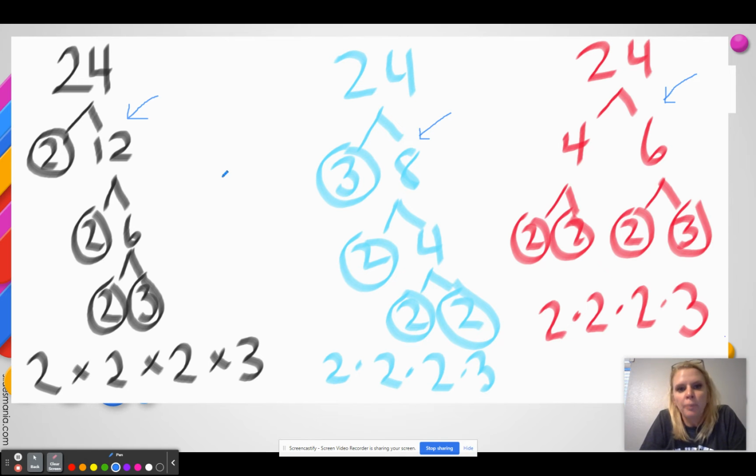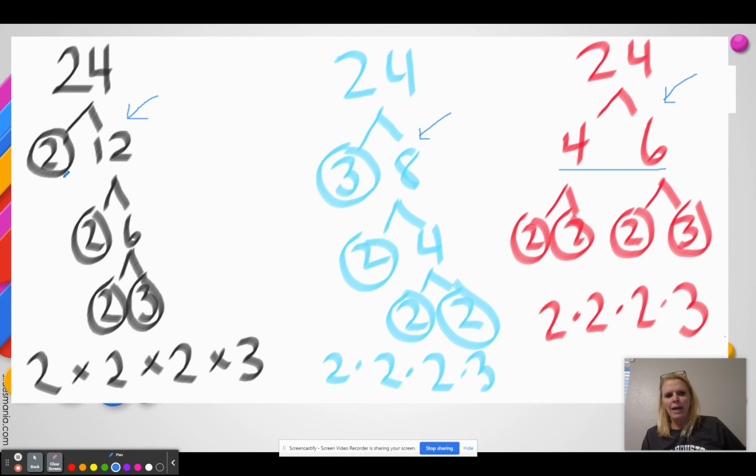Remember, if it's a prime number, you're going to circle it like a stop sign. So here, 2 is prime. Here, 3 was prime. But in the red one, 4 and 6, you'll notice that neither one of those was prime. They were both composite, so you had to break them both down.